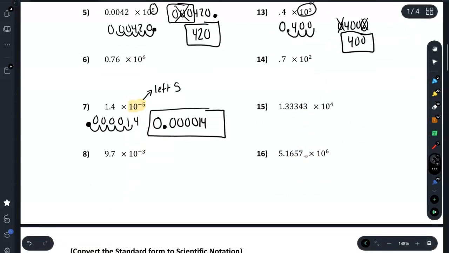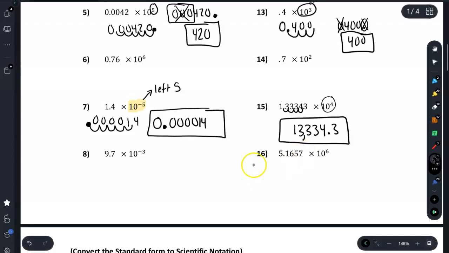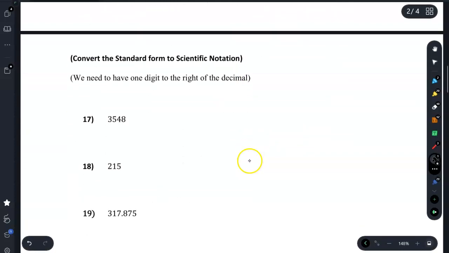Number 15, 10 to the 4 means move it 4 times to the right. So 1, 2, 3, 4. That gives me 1, 3, 3, 3, 4.3. And if you want to add a comma to separate your thousands place, you can do that. But the comma is not necessary either. All right, so that was me doing the odd ones, 1 through 15. You're going to have the even ones to do in that section. I'm going to move on.